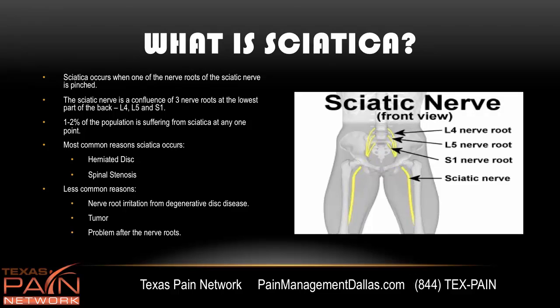1 to 2% of the population suffers from sciatica at any one point in time. The most common reasons it occurs is from a herniated disc or spinal stenosis. Less common reasons may include nerve root irritation from degenerative disc disease, a tumor, or a problem after the nerve roots, meaning the nerve roots are here, it comes together from the sciatic nerve, something down in here as it's coming out of the pelvis.